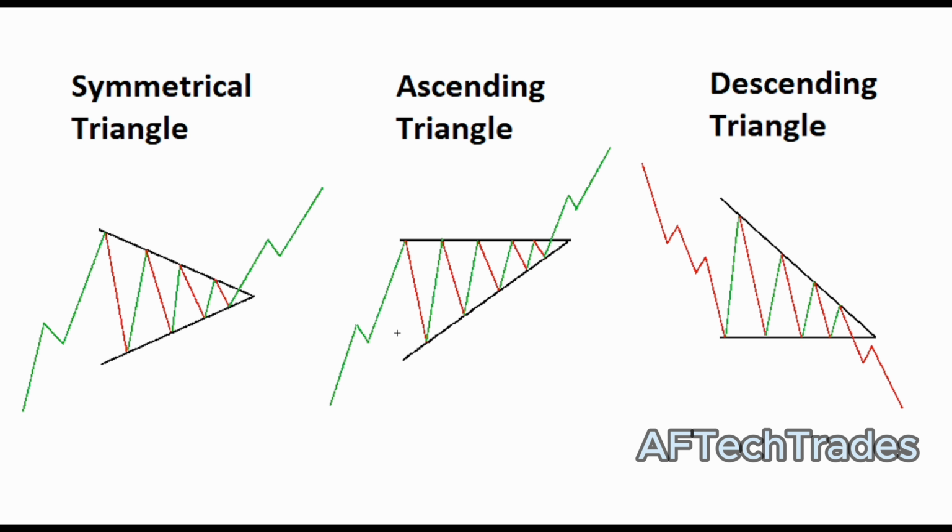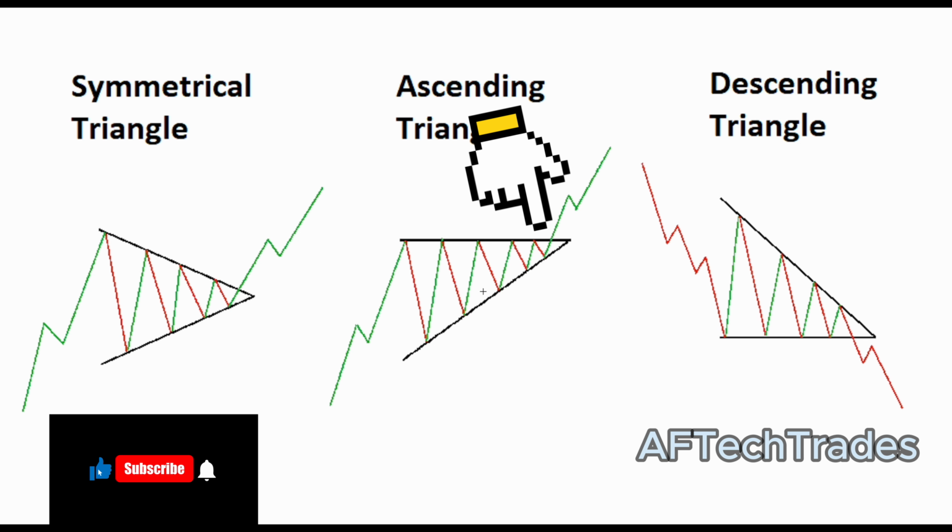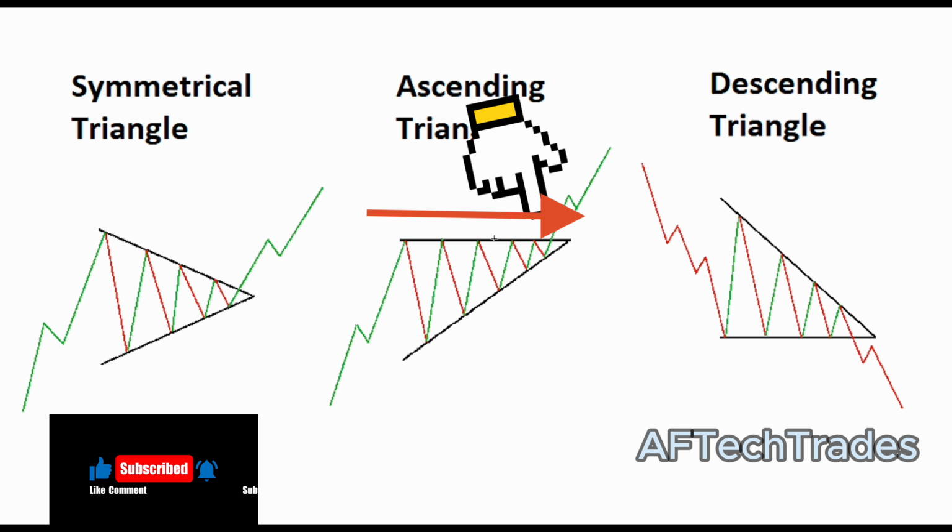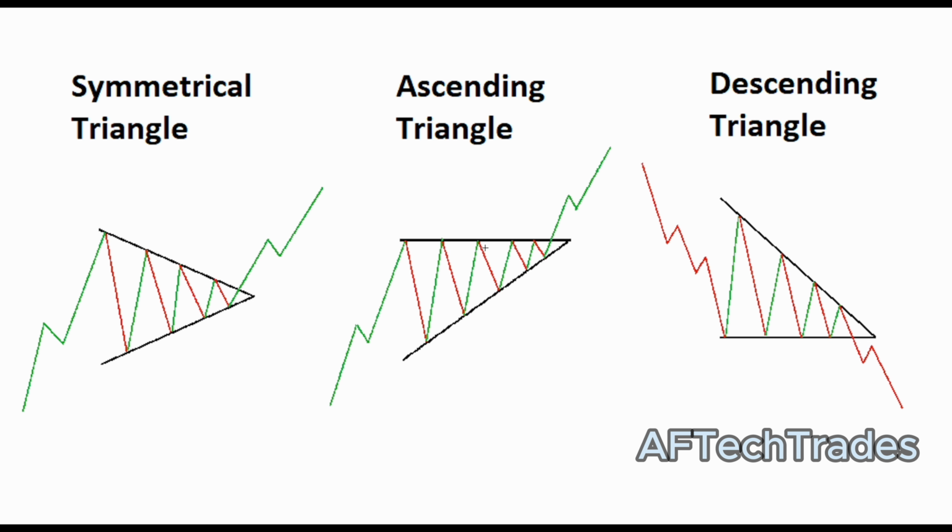If price breaks above the resistance zone, which is this line, it will signify a trend continuation. But if price breaks down the trend line, it signifies a trend change. On the trend line, you will notice the candlesticks forming higher lows. So now let's talk about the descending triangle before we move into our charts.